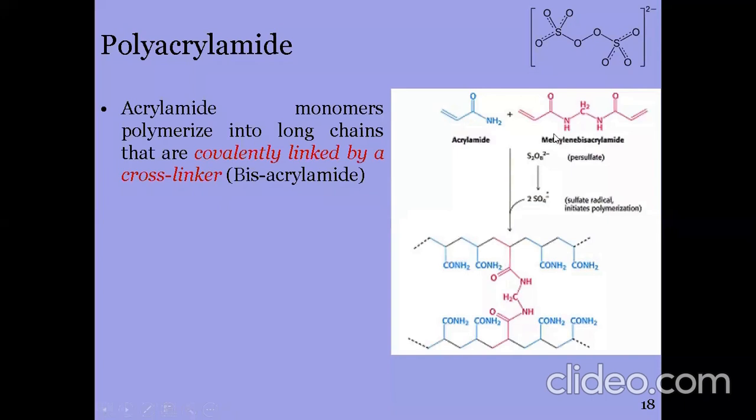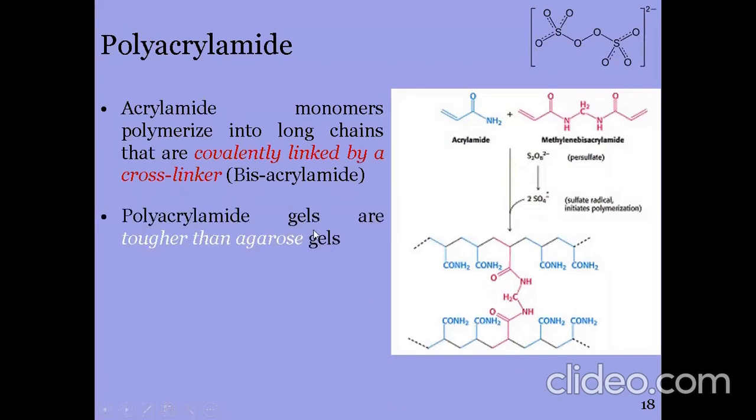So this persulfate is required. There are 7 oxygens, and it is required to bind to acrylamide. SO4 sulfate radicals will be there, and these acrylamides will then be cross-linked by bisacrylamide.